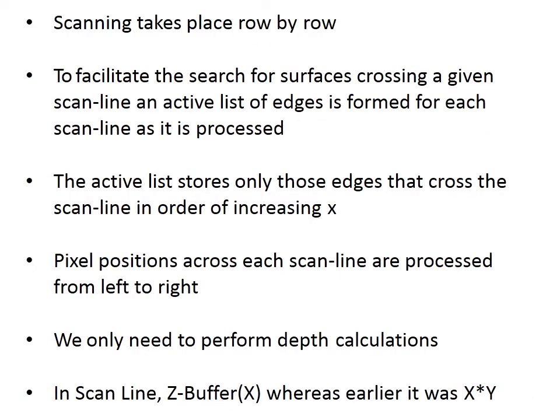Scanning takes place row by row to facilitate the search for surfaces crossing a given scan line. An active list of edges is formed for each scan line as it is processed. The active list stores only those edges that cross the scan line, in order of increasing X. Pixel positions across each scan line are processed from right to left. We only need to perform depth calculations in scan line z buffer for X, where earlier it was X times Y.